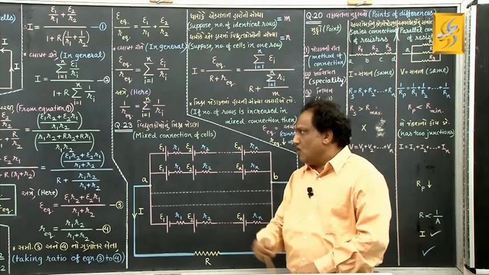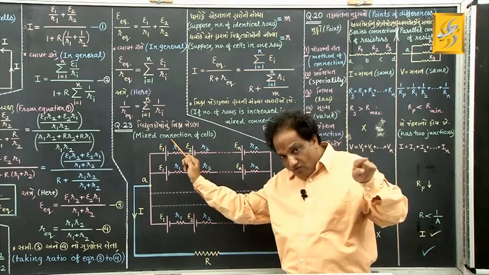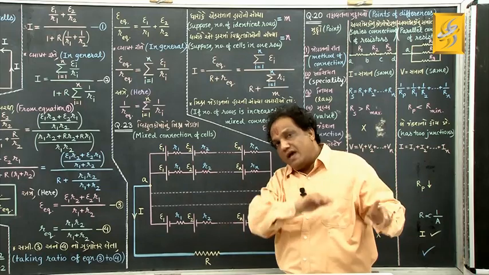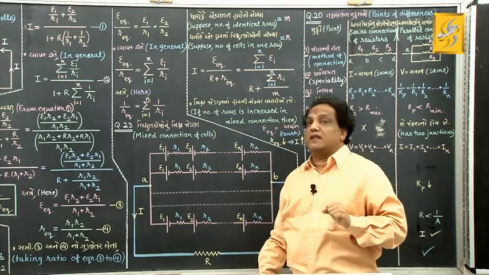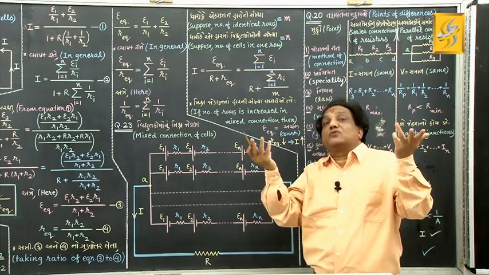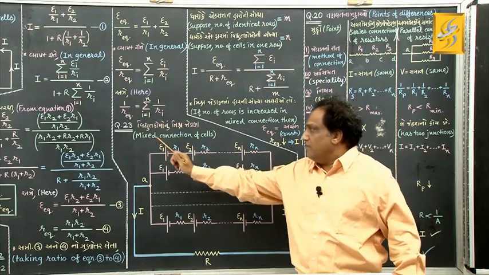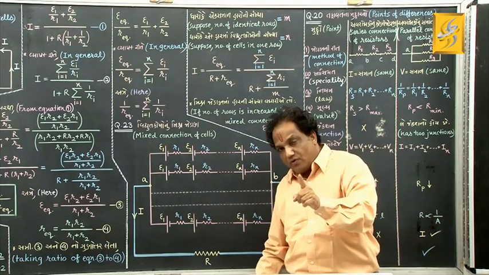That's why it is called mixed connection, because in a row we find series connection, and in the entire connection we find all the rows to be connected in parallel. So there is a series type of connection also, there is a parallel type of connection also. That's why we call it mixed connection of cells. Correct? Let me remind you about that fact.